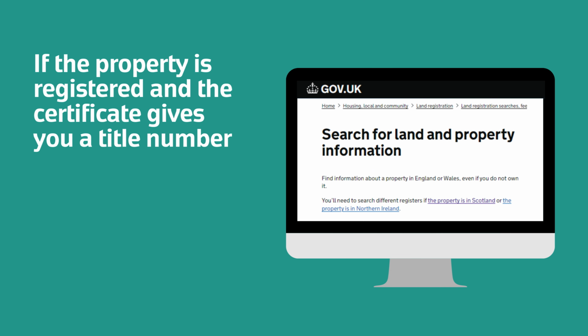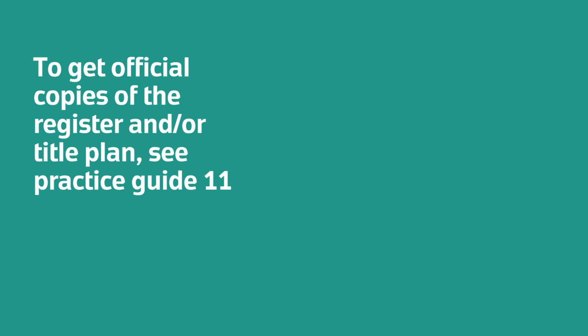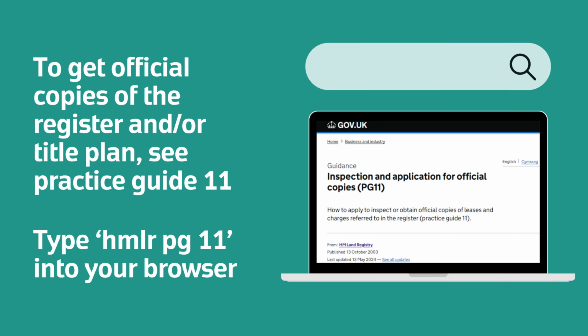If the property is registered and the certificate gives you a title number, use our Search for Land and Property Information service to view the register. If you need official copies of the register and/or title plan, head to Practice Guide 11 for information about how to obtain them.